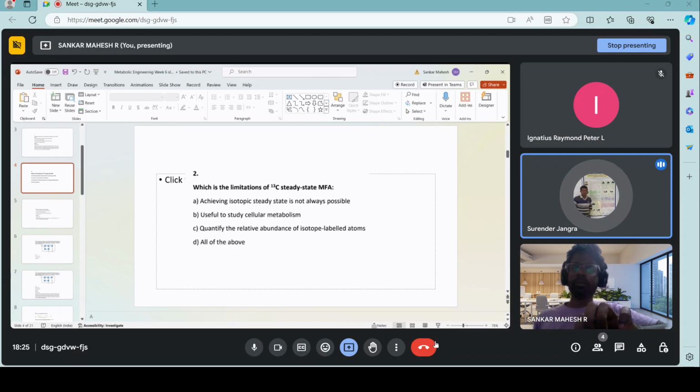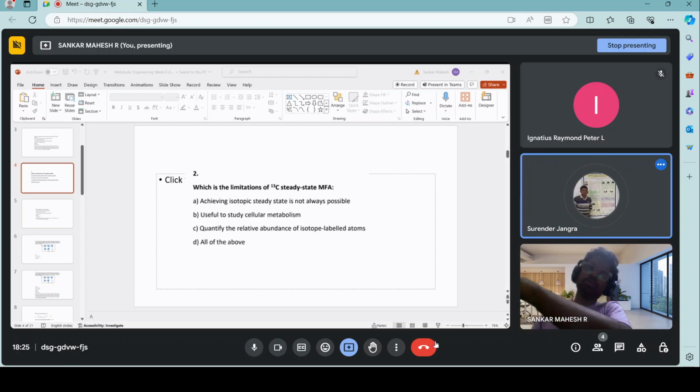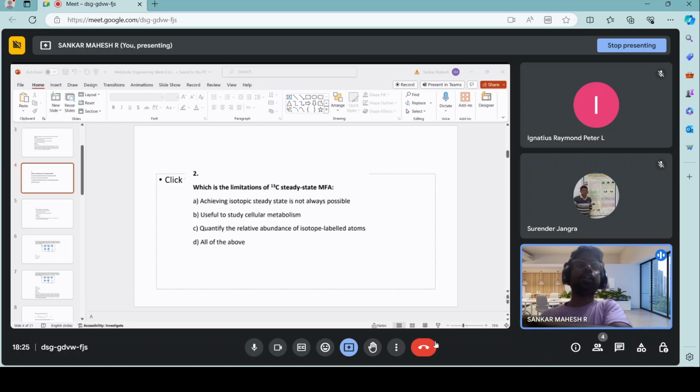But achieving the steady state of isotope is not always possible. So, I think first is the limitation. Right. Okay. And you, Ignatius, do you want to comment on this?